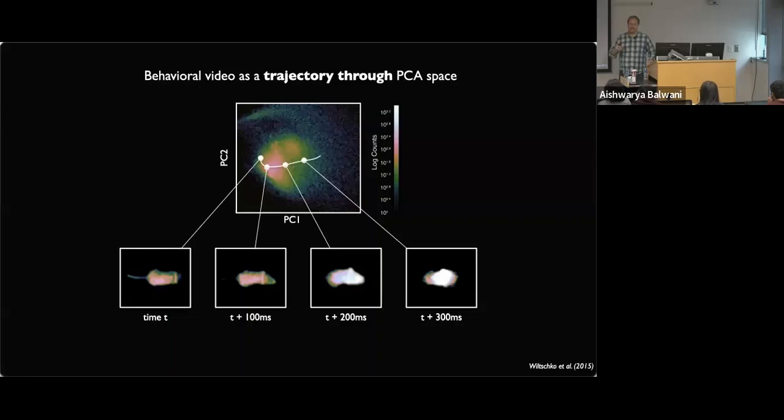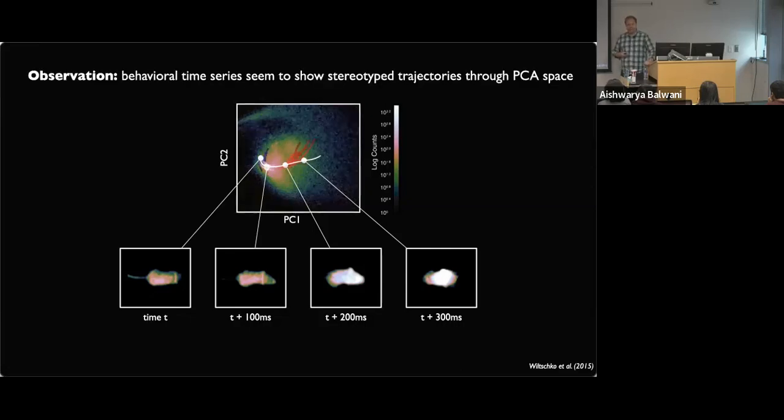Now, one question that you might ask is, is this little snippet of trajectory through this 2D space a once-in-a-lifetime event? Is this the only time the animal ever performs this particular sequence of movements? Or is this something that's stereotyped, something that happens again and again and again that we might expect to find repeated instances of in this data? And indeed, if we look throughout this recording, we can find many instances of little trajectories that look very similar to this one, tracing out paths through this PCA space.